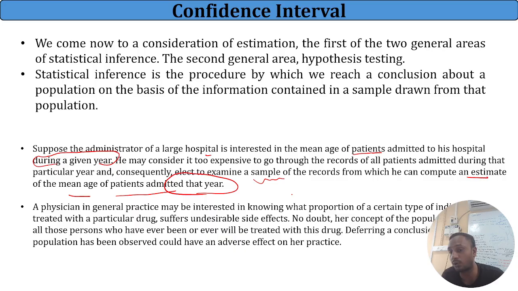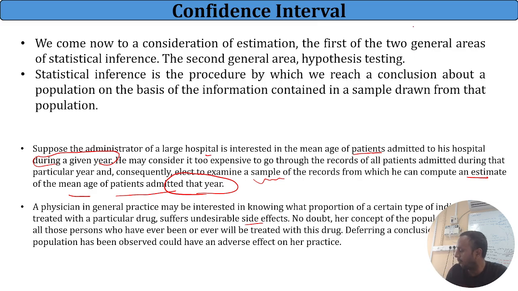They will not go through the whole record of the admitted patients. Based upon that, they say that I have 95% confidence that my data is correct, and whatever I claim, that much will hold. Or a physician in general practice may be interested to know what proportion of patients treated with a certain drug suffer undesirable side effects. They are not going to do it on the whole population. They will take some sample, and based upon that they're going to conclude.